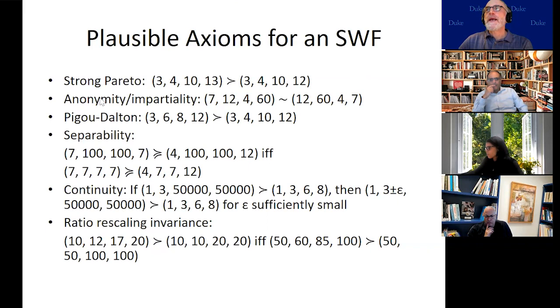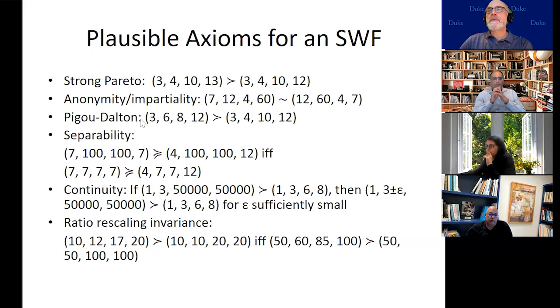Anonymity or impartiality is a way to capture the ethical attitude of impartiality. You don't give priority to any particular person's well-being just because of who they are, because of their name. It's not like we're going to say Amy's well-being has more weight than Barry's, or vice versa. That can be expressed axiomatically through this impartiality axiom, which says if we take a given array of well-being and just rearrange it, so we have the same well-being pattern, and the difference is only in terms of which particular person is at which particular well-being level, then there should be no change. By the way, these symbols: this means better than, this means equally good as, and this means at least as good as, that is, better than or equally good as.